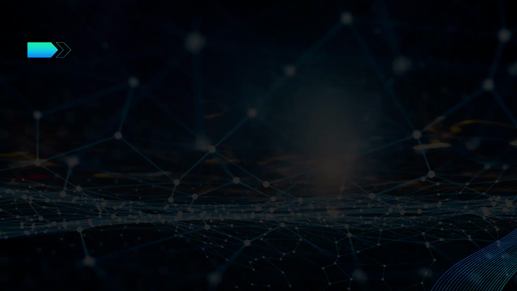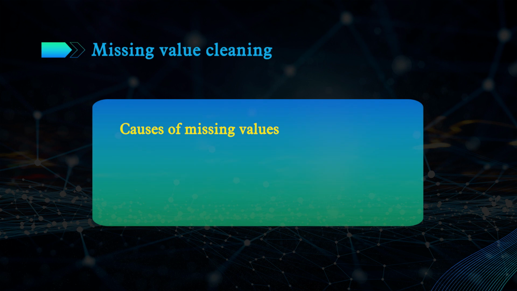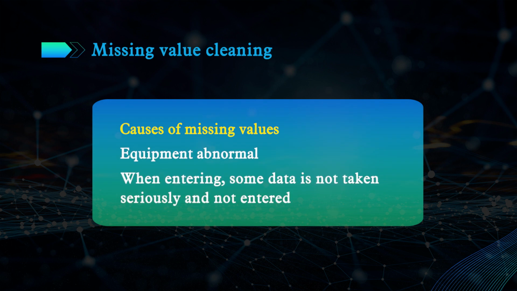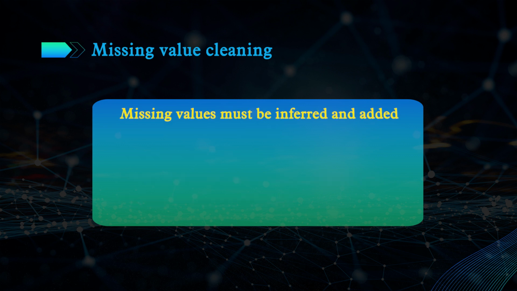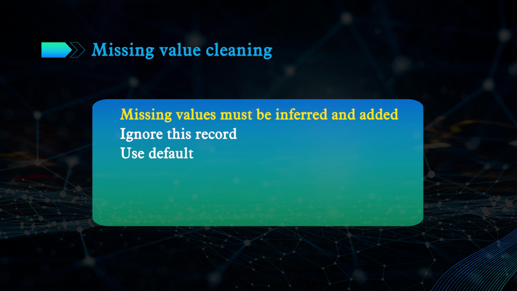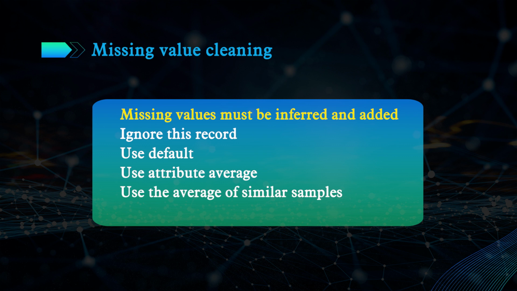Now let's look at the missing value cleaning issues. The cause of missing values could be equipment abnormality, or when entering, some data is not taken seriously or not entered. Missing values must be handled and added. We can ignore this record or use a default value to fill the missing value, or use the average of similar samples to replace the missing value, or we can predict the most likely value of this missing value.